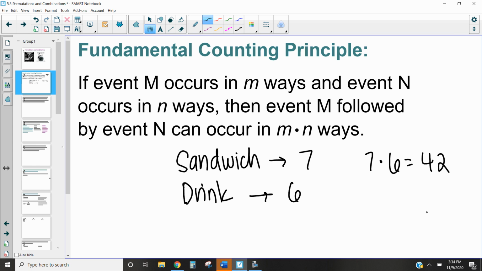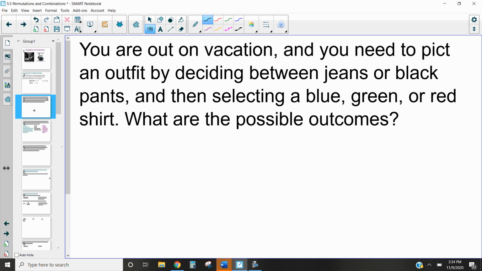So the fundamental counting principle says that for however many outcomes I have for each event, if I take the number of outcomes and multiply times the number of outcomes for all of the other events that are following that event, we can figure out how many total outcomes we will see. So let's take a look at this next question here.